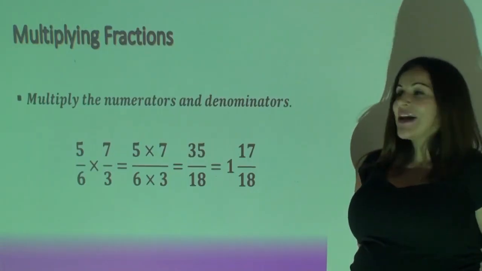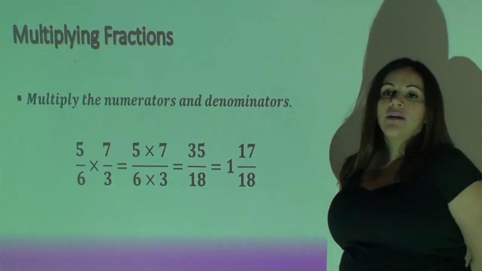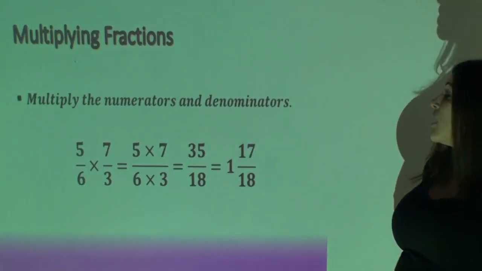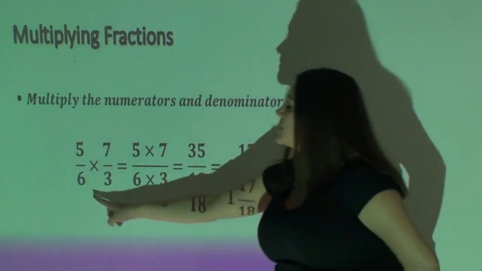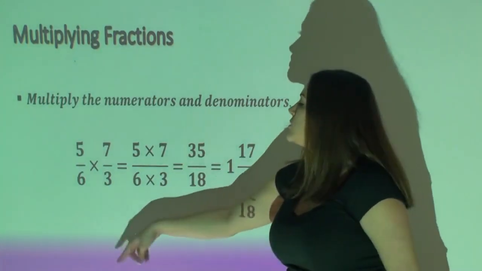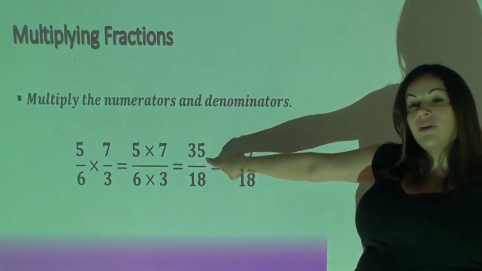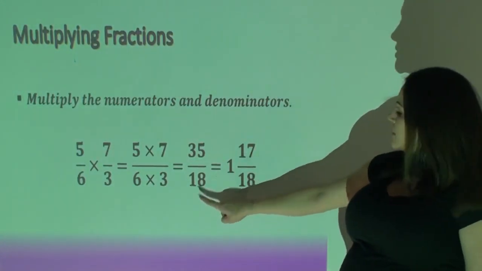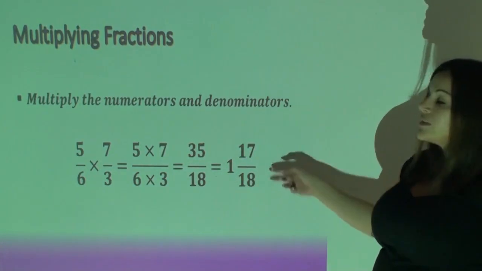Looking at multiplying fractions now. The rule with multiplying fractions is that you multiply both the numerator and the denominator. That's unlike when you're adding and subtracting, where you only add or subtract the numerator of the fraction. So here we have an example. We've got 5/6 times 7/3. How we go ahead and multiply these two fractions is we multiply the numerators. So we multiply 5 times 7, and that gives us 35. And 6 times 3 gives us 18. And this is actually an improper form. If you do your long division, you're going to get 1 17/18.